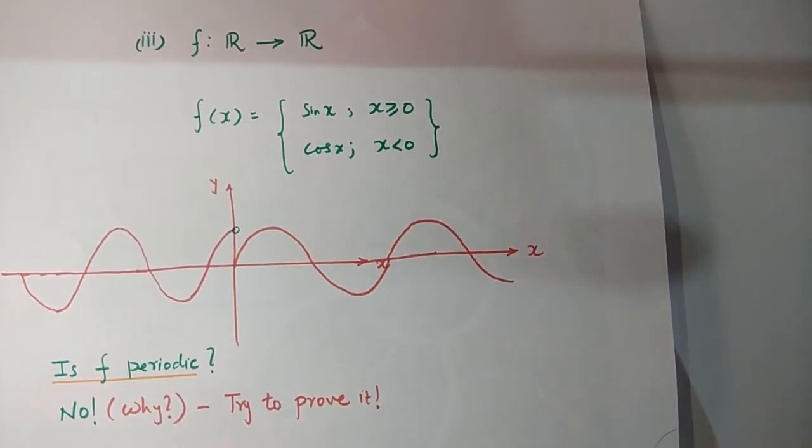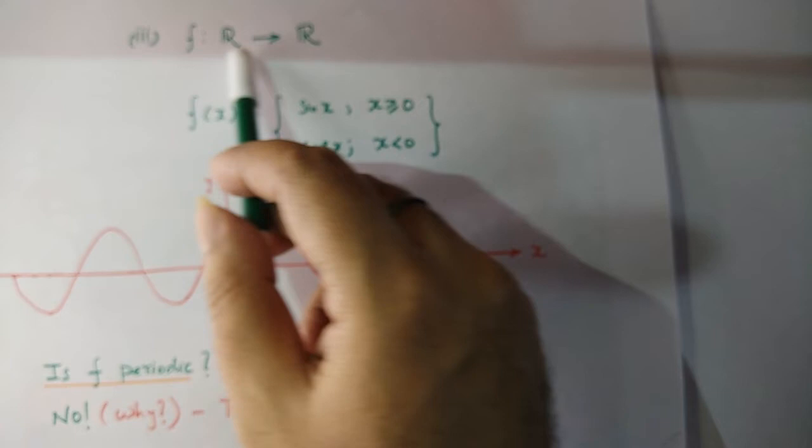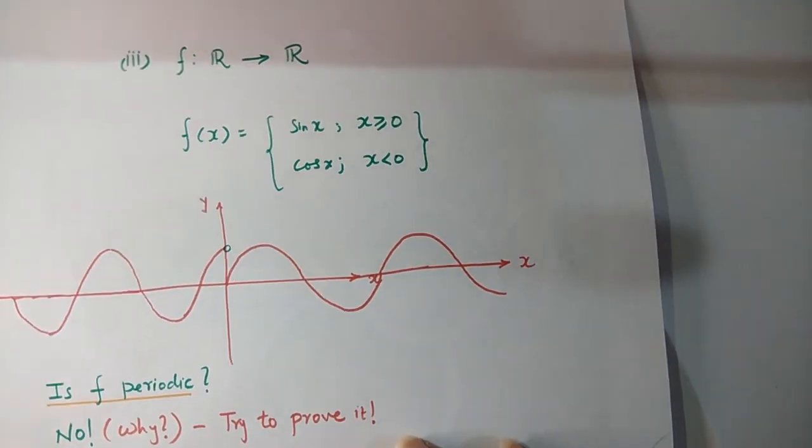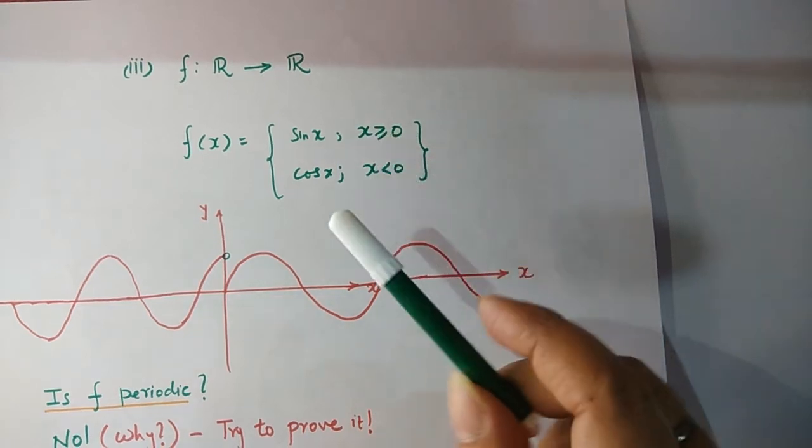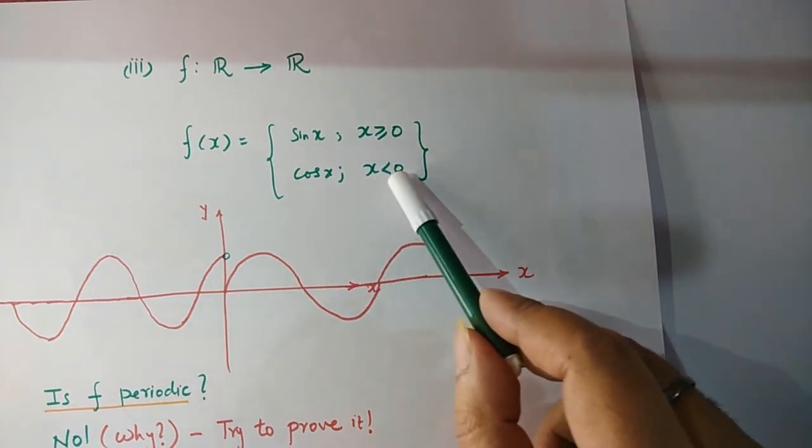Let us take one more final example. Let f be a function from R to R defined in the following way. f of x is equal to sine x when x is greater than or equal to 0 and cos x when x is less than 0.